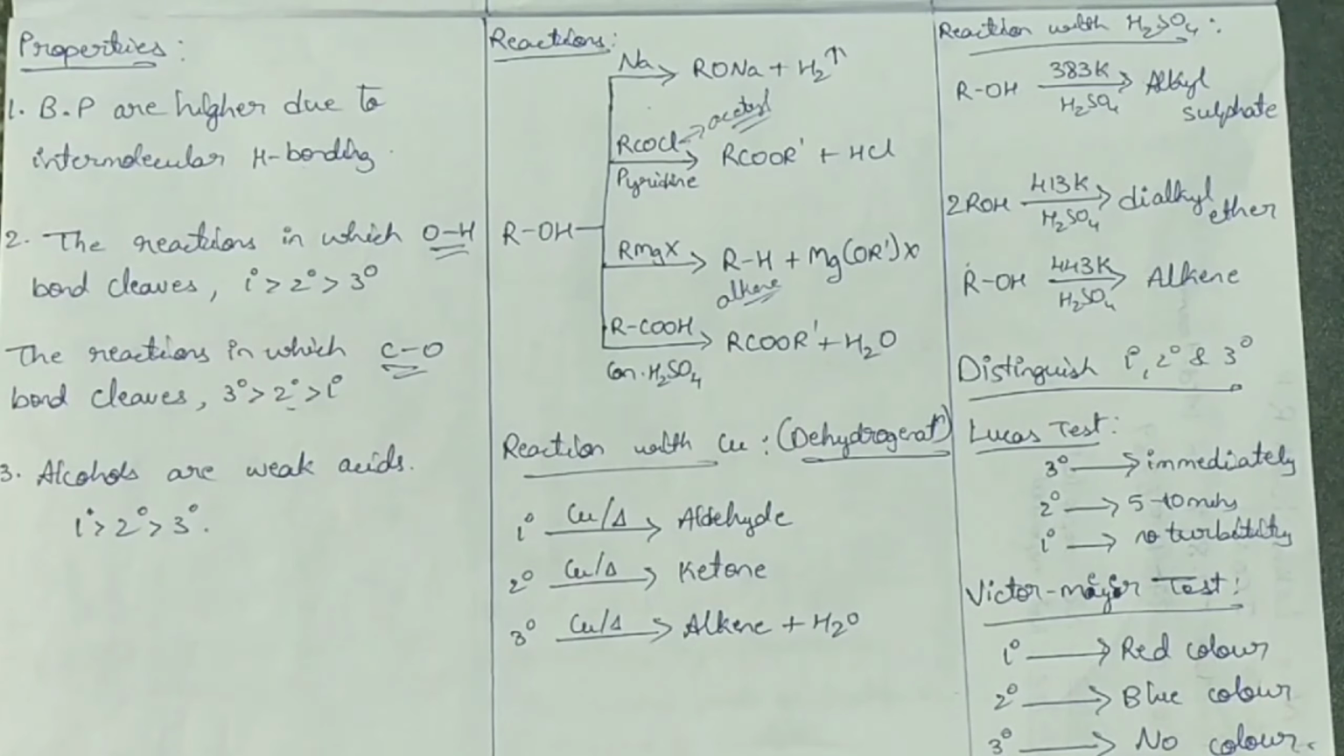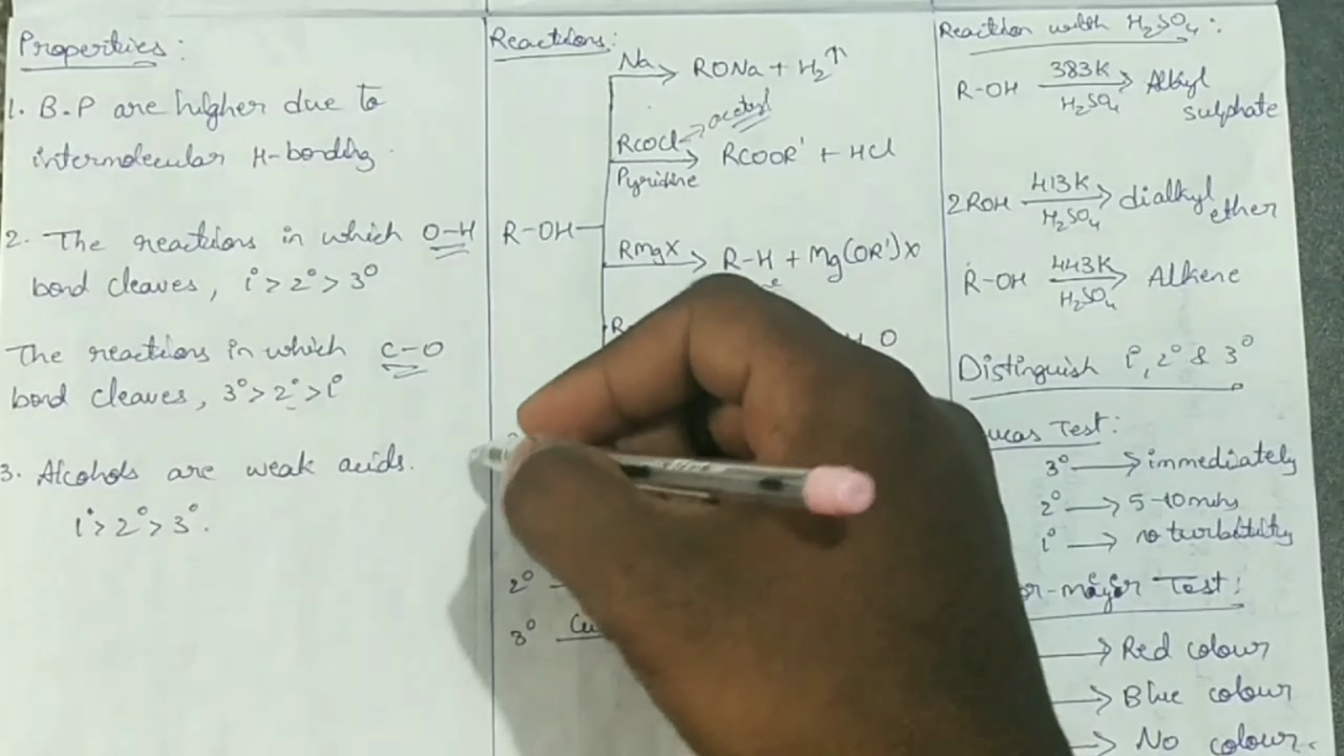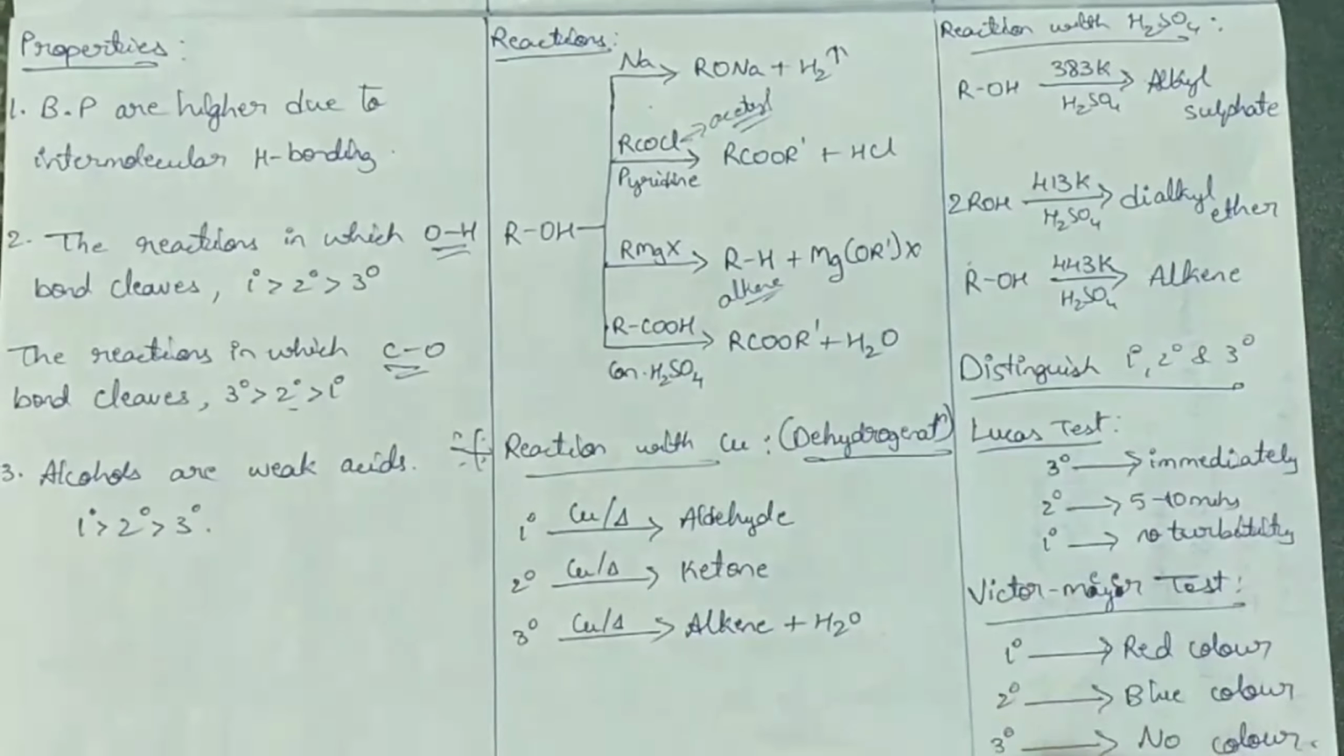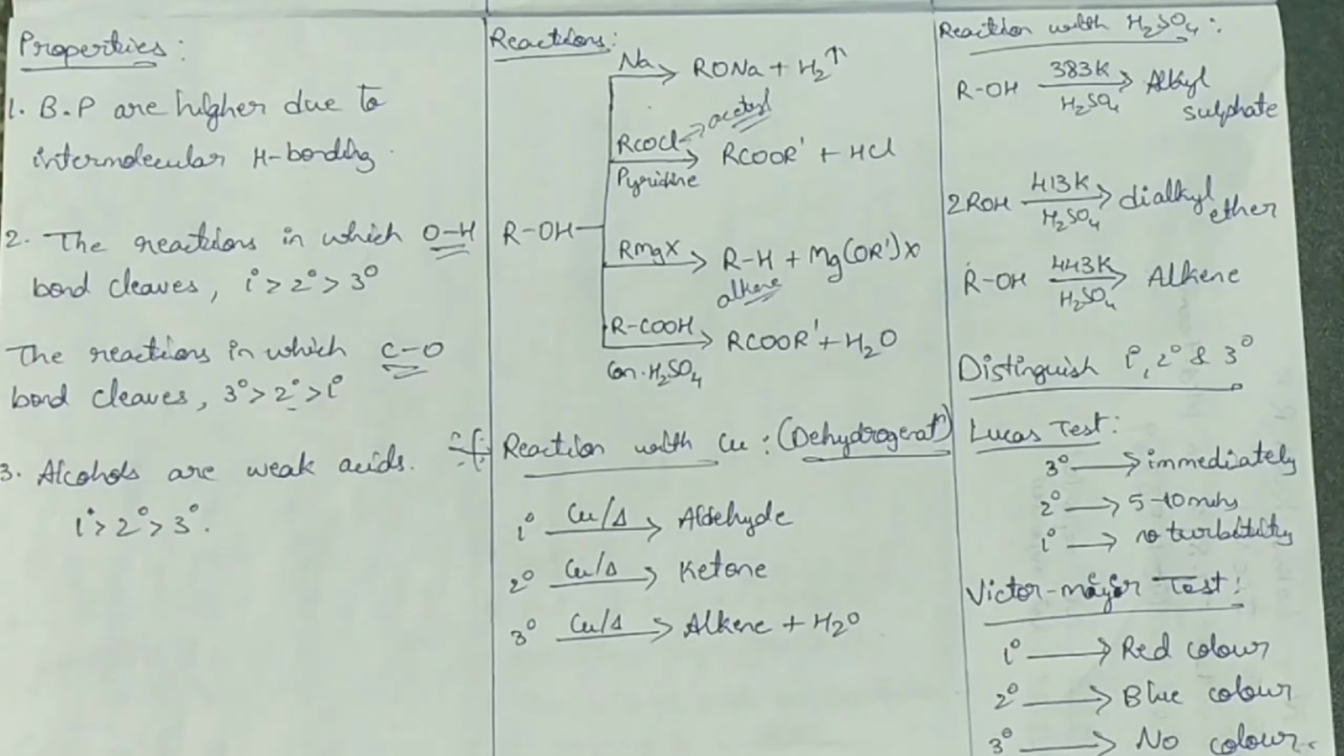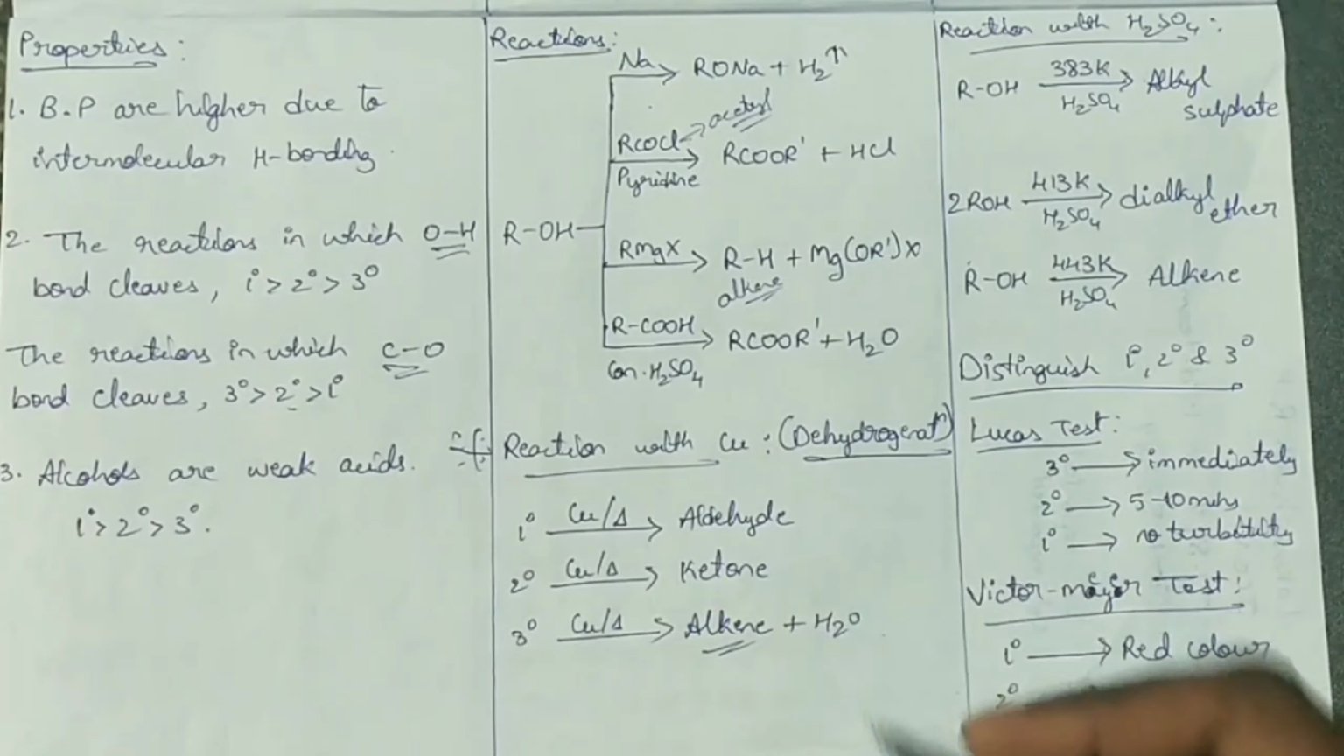Next, alcohol reacting with a carboxylic acid in the presence of H2SO4 gives an ester. The next reaction is important. It is also known as a dehydrogenation reaction, which takes place when an alcohol is heated with copper metal. Primary alcohol heated with copper gives an aldehyde. Secondary alcohol heated with copper gives a ketone. Tertiary alcohol heated with copper gives an alkene.